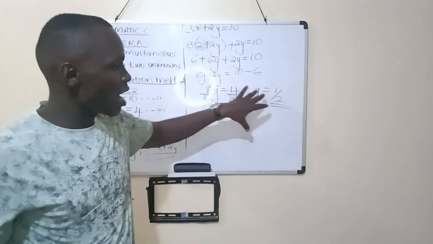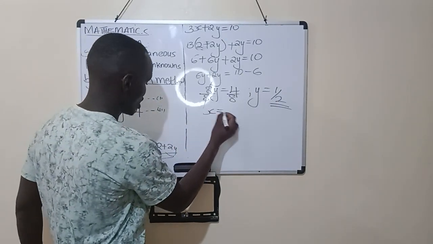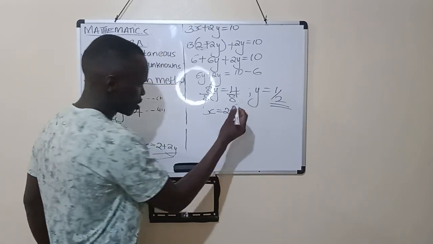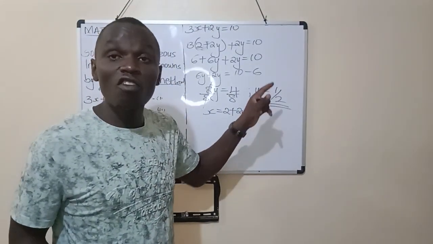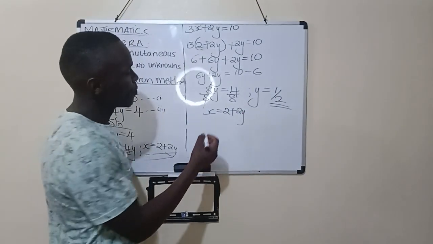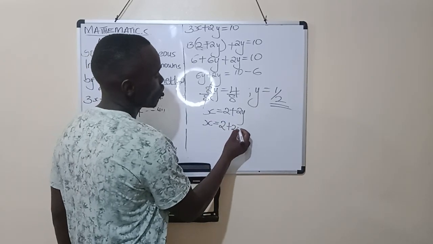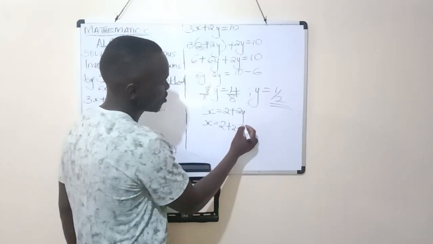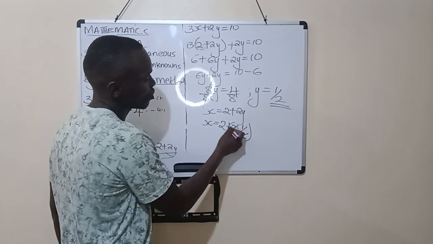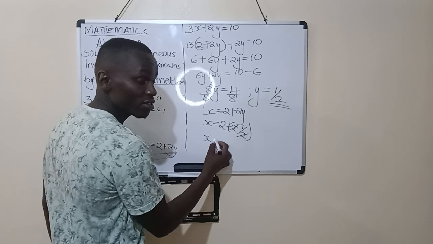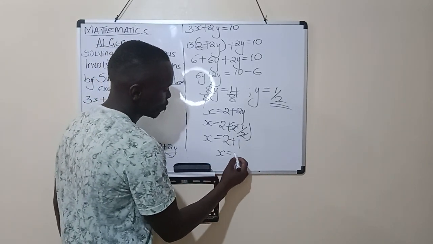From here, we are going to use what we expressed in terms of x. We say x equals 2 plus 2y. Then you replace the value of y. So in this case, you're going to have x equals 2 plus 2 multiplied by the value of y, which is a half. You multiply this, this one will cancel, this one will cancel. So you're going to have x equals 2 plus 1, so x equals 3.